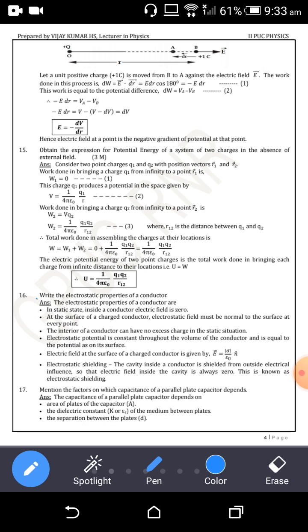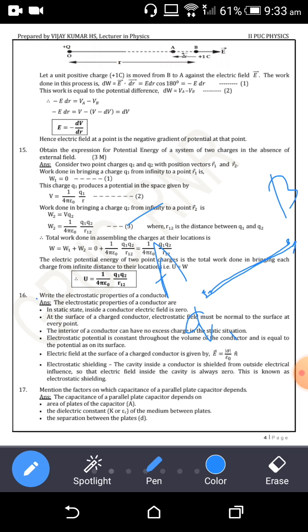Next, let us consider another point B. This is the point A where we have brought the charge q1 from infinity. Now let us consider the point B. We need to bring the charge q2 from infinity to point B. Let us say the potential at point B due to the charge present at point A is V equal to 1 by 4 pi epsilon naught into q1 divided by r.